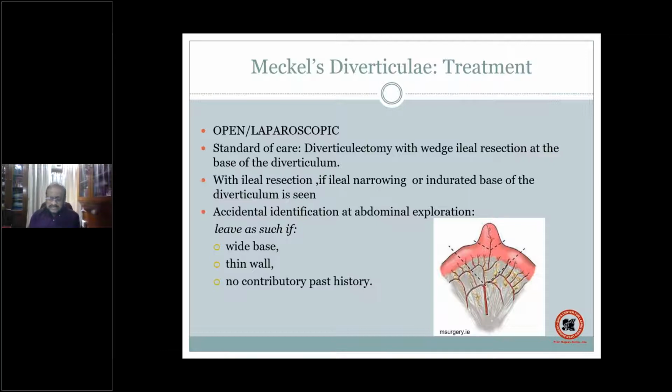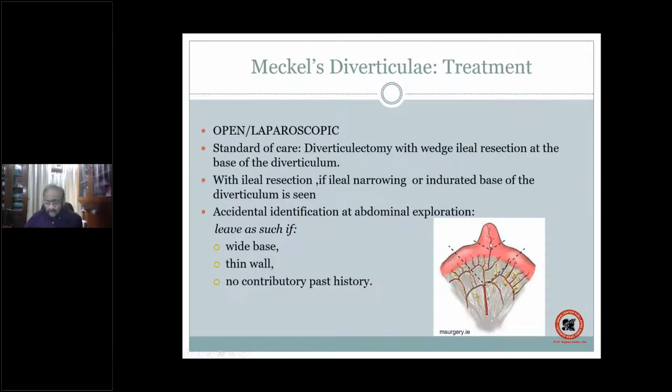You open the abdomen for, let's say, some other pathology, you're doing some kind of surgery, and you bring the bowel out on exploration, and you find there's a Meckel's diverticulum. Now, the option is either remove it or leave it, right? What would help you decide whether it should be left as such or removed? Inflammation, yes, you have to remove it, no problem. But in a silent Meckel's diverticulum that you find by chance on a laparotomy, if it has a wide base of more than 2 centimeters, leave it as such.